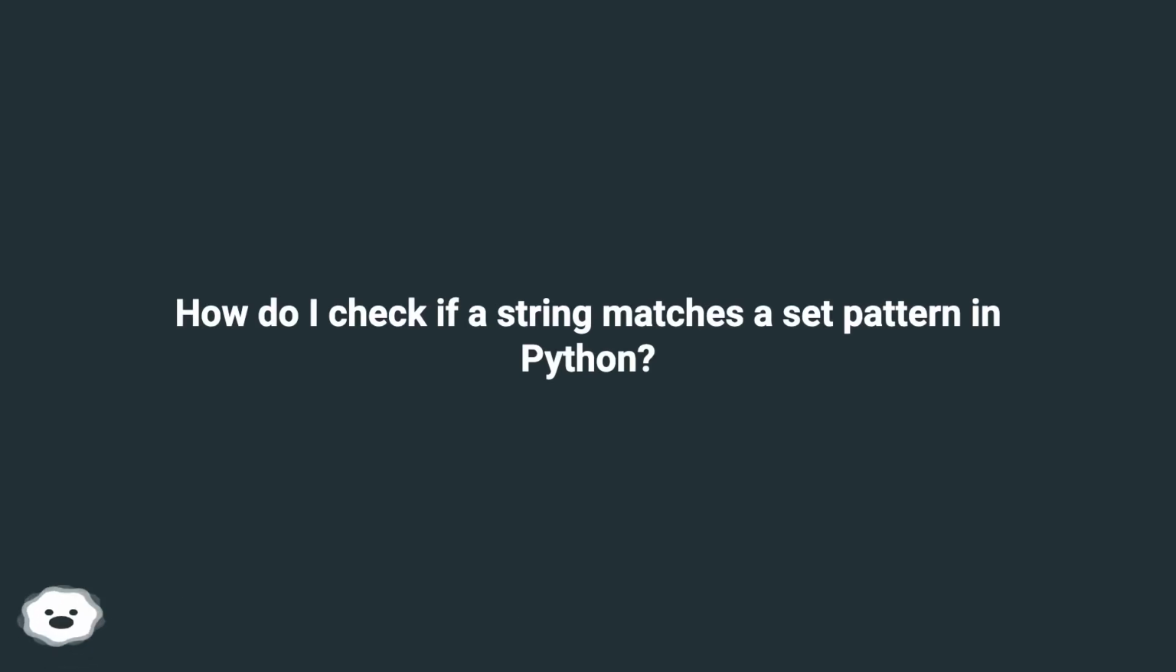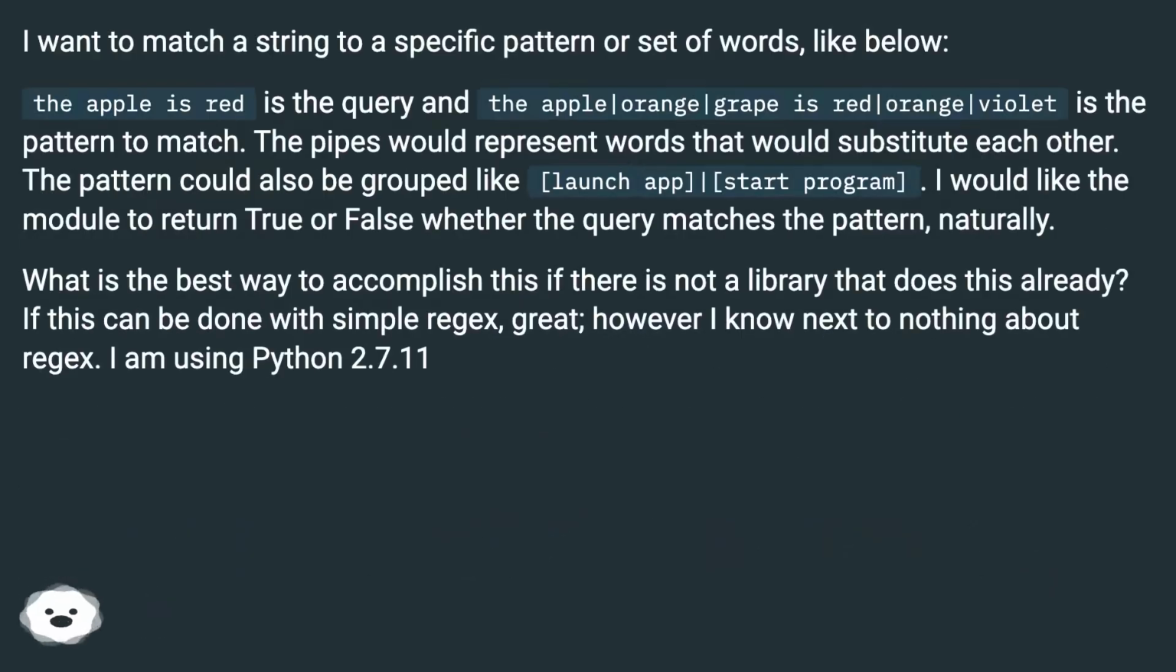How do I check if a string matches a set pattern in Python? I want to match a string to a specific pattern or set of words, like below. "The apple is red" is the query, and "the apple|orange|grape is red|orange|violet" is the pattern to match. The pipes would represent words that would substitute each other.